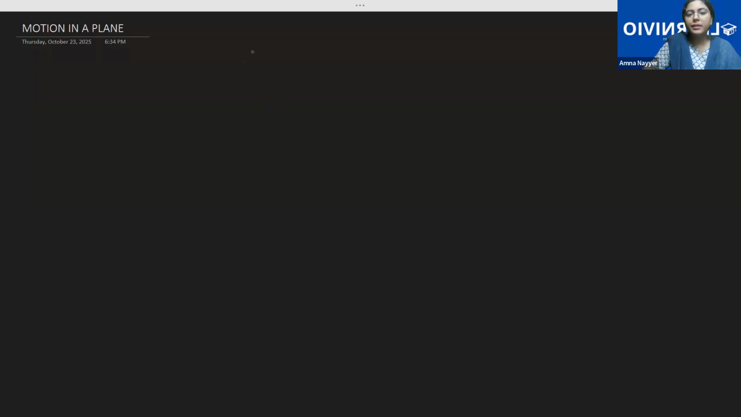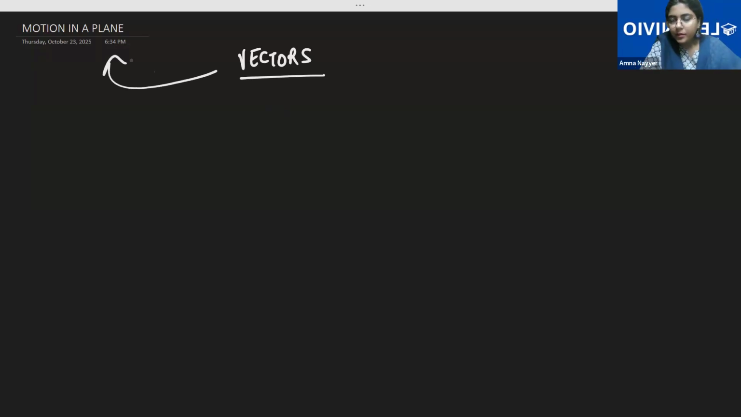See, Maha, in motion in a plane, first we have the topic vectors. From the topic vectors directly, the questions are fewer in number because vectors is included in the chapter motion in a plane. Since it is included in that chapter, the weightage is distributed within motion in a plane, across vectors and the numericals. That's why the number of questions you will see will be less.